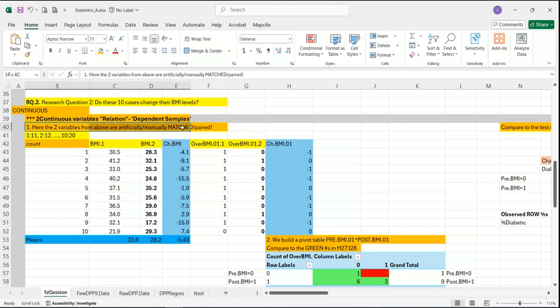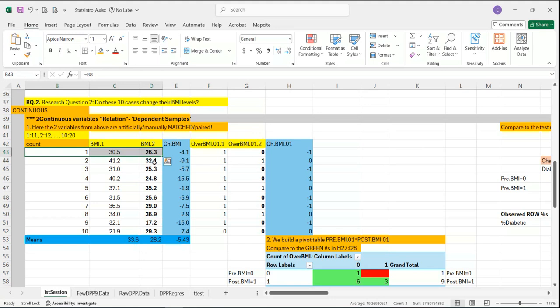Now, this data has been just carried over from the example above. And the only thing that changed is we have 10 cases, 10 people, not males, not females anymore. And those 10 values that we have above, 10 of them are time 1, the other 10 are time 2. In other words, we matched the two variables by hand artificially. This first record is going to be one person, and that's their BMI 1, BMI 2. So it's a fake matching.